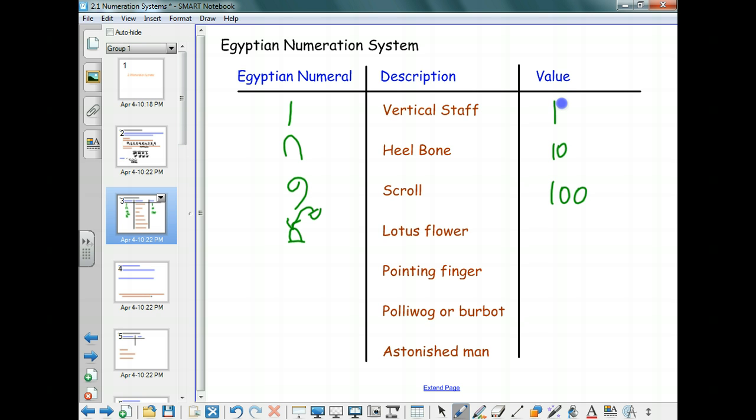That's terrible. Your book has a much better picture, I'm quite sure. Maybe I can try better. That's slightly better. Any guesses what the lotus flower value might be? It is 1,000, yeah. Pointing finger, which doesn't look a lot like a pointing finger, but we can pretend it looks like this. I guess it sort of is. What's your pointing finger? How much is it worth? 10,000.